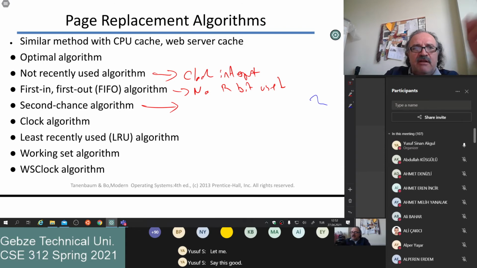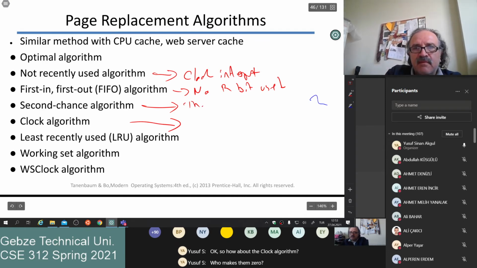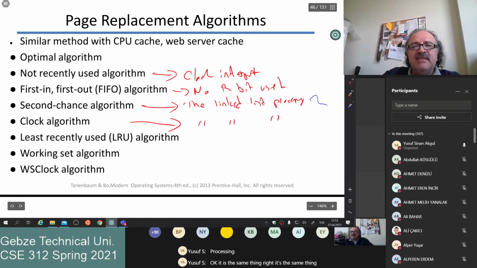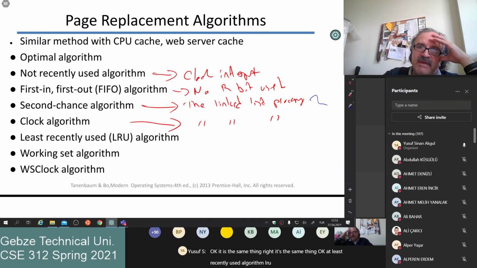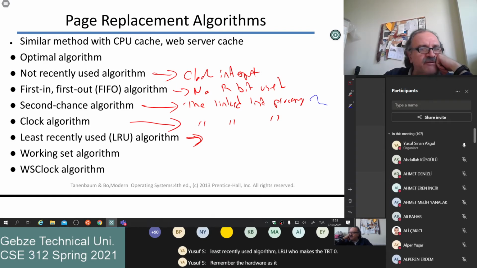Okay, so how about the clock algorithm? Who makes them zero? It's another second chance algorithm. This is the same thing, right? The linked list processing. It's the same thing. Okay, least recently used algorithm, LRU. Who makes the R bit zero? Remember the hardware assisted least recently used? Who makes them zero in hardware assisted least recently used?